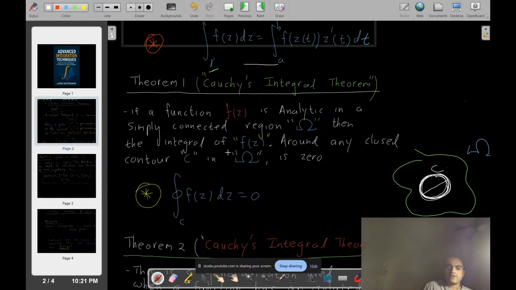Okay, so again, theorem 1 states Cauchy's integral theorem, right? If a function f of z is analytic in a simply connected region omega. The region omega I've highlighted in green outside. And the integral of f of z around any closed contour, the contour is the shape that we've chosen. This is my contour C. When any closed contour C in omega automatically has to be 0. That's what Cauchy's integral theorem states. Any question on that?